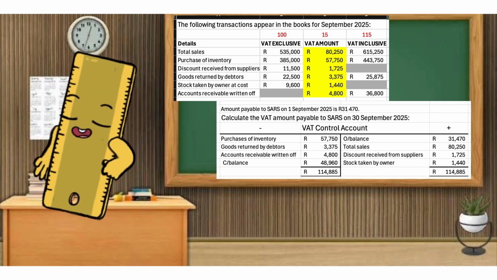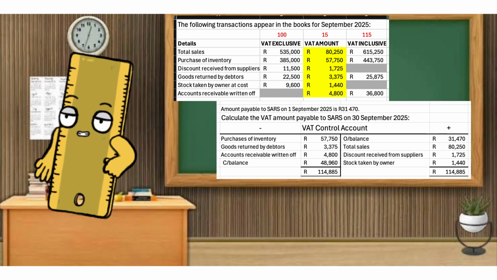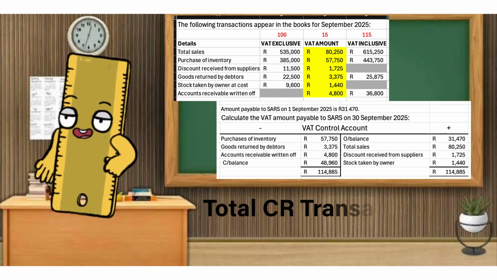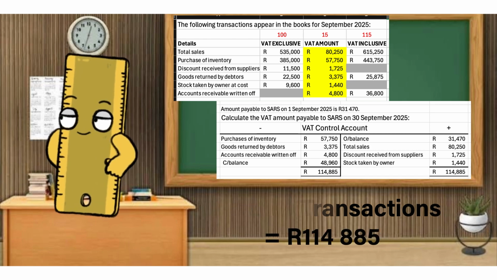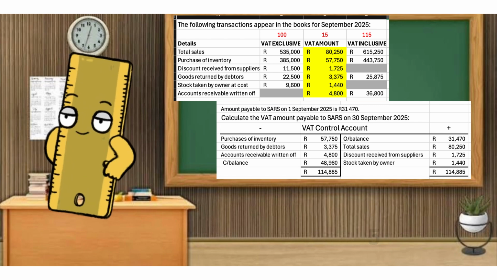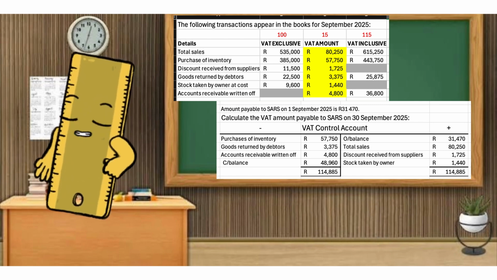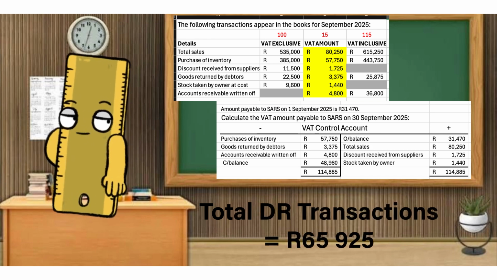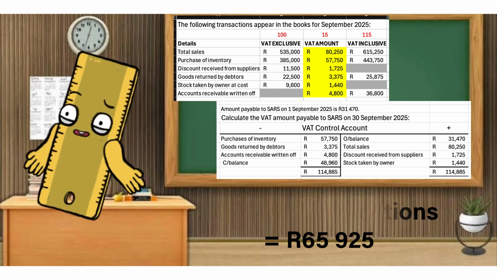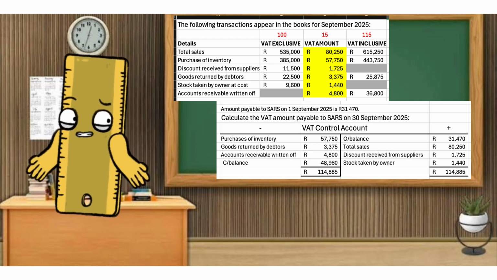To find the final amount, we add up both sides. The total of the transactions on the credit side is 114,885. This is our total debt to SARS. The total of the transactions on the debit side is 65925. This is the amount we can claim from SARS. The difference between the two sides is thus the final answer.